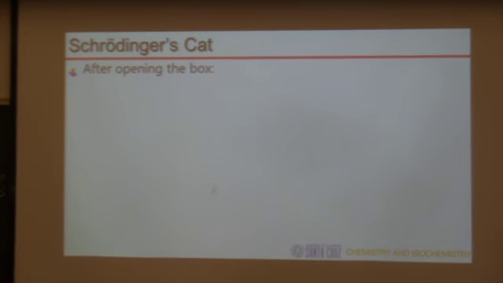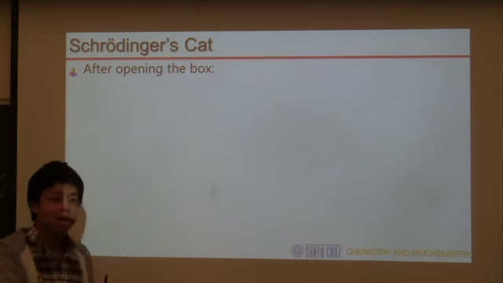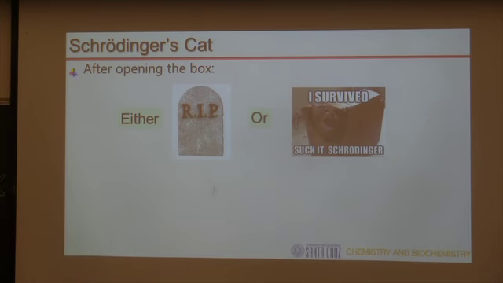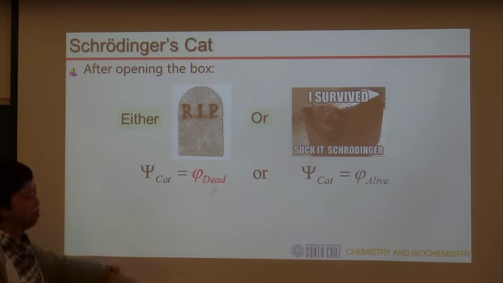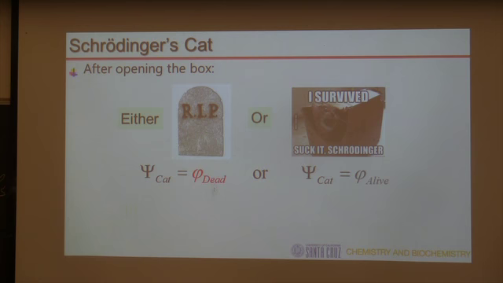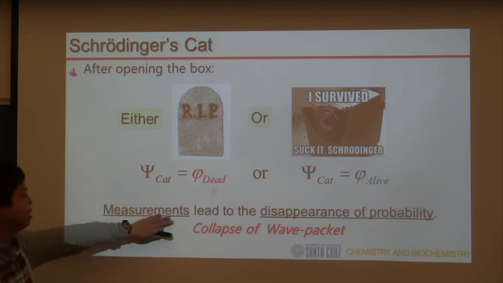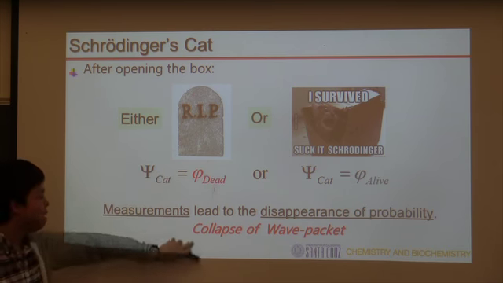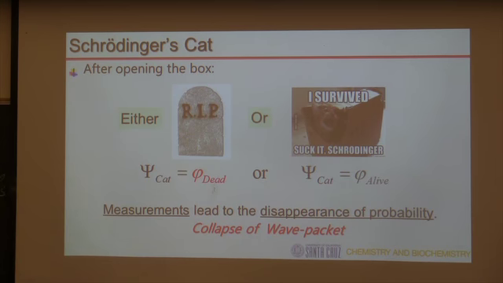If we open the box, we can never find a cat which is both dead and alive, right? In that case, either this is a dead cat or an alive cat. So the superposition collapses to only one state with probability of 1. You either be a dead cat or be an alive cat here. The total wave function of the cat must be this one or that one, with probability equal to 1. So here I want to say measurements lead to the disappearance of superposition or probability, which in formal language is called the collapse of wave packets.